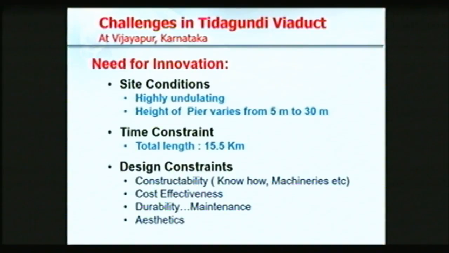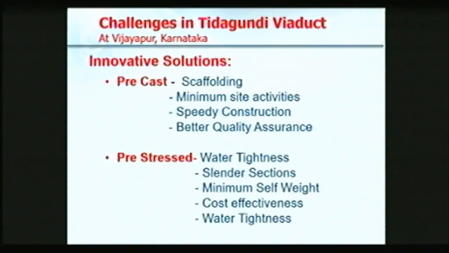Then what are the design constraints? In the government sector, the traditional way of handling things is to keep using the same available formwork repetitively throughout the life of the contractor. So constructability, whatever we promote, whatever we suggest, whether it can be constructed on the site, what is the cost effectiveness, what is the durability and maintenance, and at the same time, because this was running very close to Bijapur city, which is a historic city, even aesthetics was a concern. So these were some of the conditions on the site for which we needed to think of innovative application of the technologies.